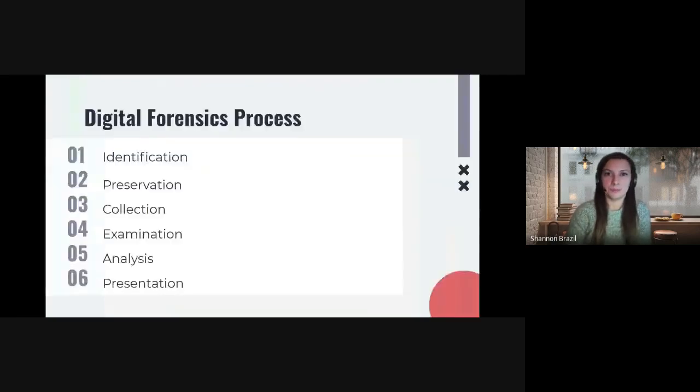So let's begin. The first thing that we're going to be doing is looking at the process. We have identification, preservation, collection, examination, analysis, and presentation. Identification is simply identifying what can and cannot be collected for evidence in terms of your investigation. Your preservation is how are you going to preserve that evidence?